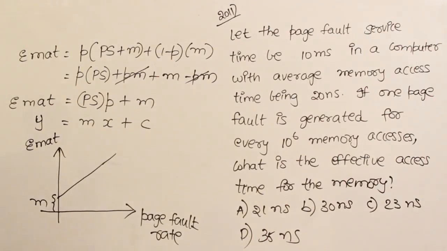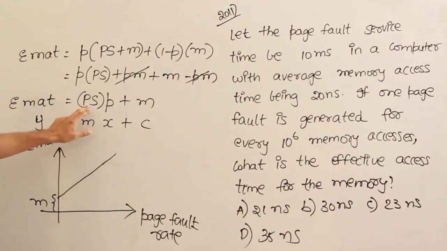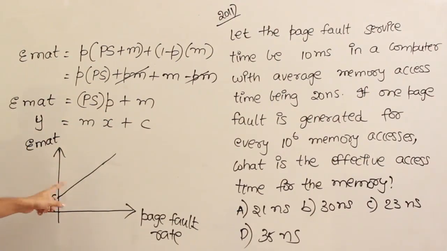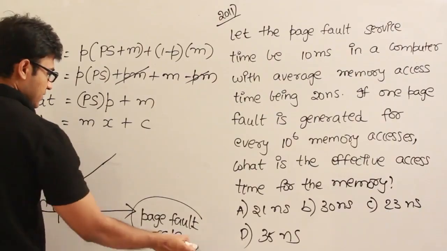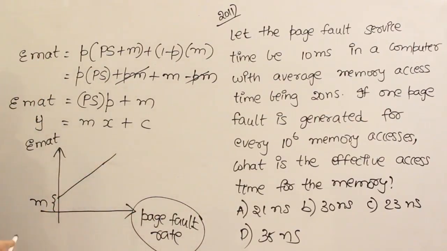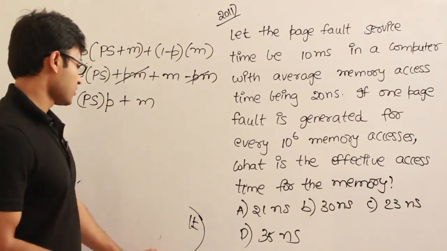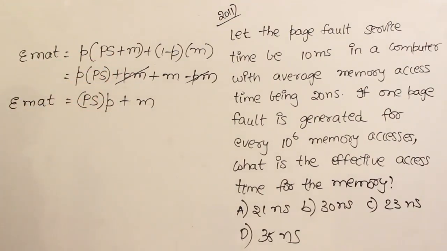And now you can do the same thing even by exchanging M and X. You can think of X as page service time, for a constant page fault rate. So for a constant page fault rate, if you put page service time here, the same thing will result. For an increasing page service time, the effective memory access time will increase in a directly proportional manner. Got it? So you can use either this formula or that formula; both are the same.